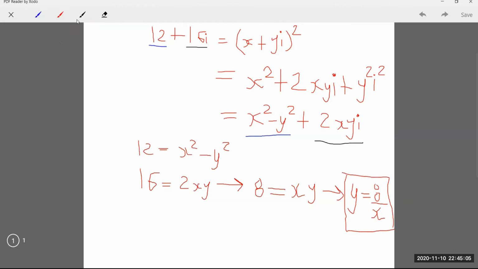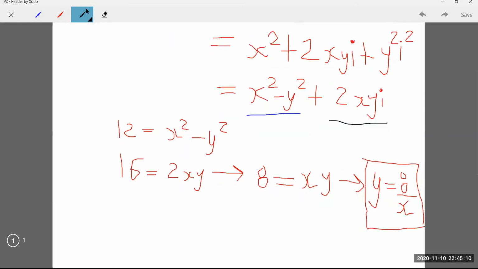When we substitute it into the first equation, we now get 12 is equal to x squared minus y squared. But y in this case is 8 over x. So it becomes minus 8 squared, which is 64, over x squared. So we get 64 over x squared.